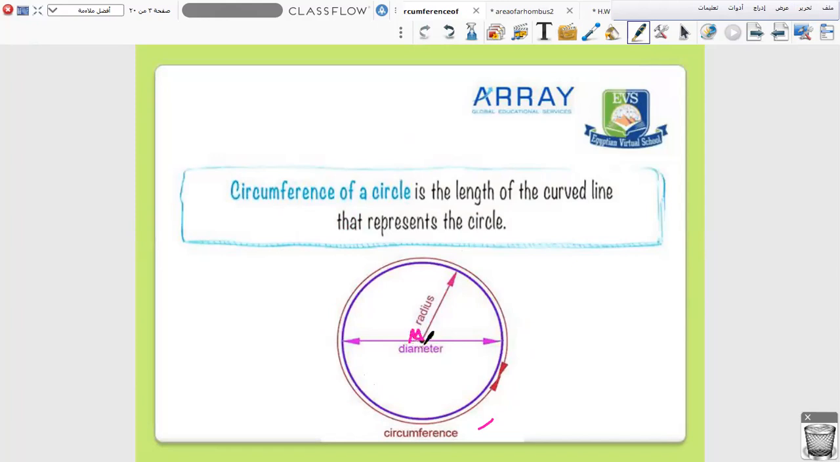Say M, the center of the circle, and there is a radius, which is a line segment joining the center of the circle and any point on the circle, and the diameter, which is a line segment joining any 2 points on the circle. And there is a relation between radius and diameter. Diameter is twice the radius, okay? And radius is half the diameter. It's diameter divided by 2. So here, if the radius is 4, the diameter is 8. If the diameter is 10, the radius is 5.